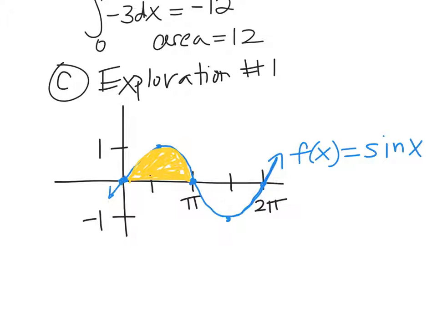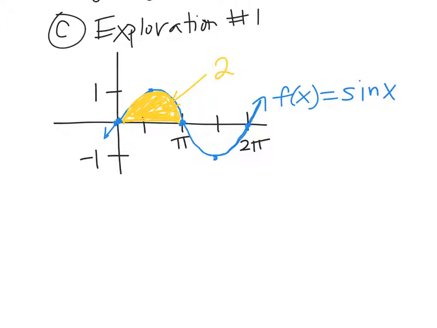Okay. The area in here is equal to exactly 2. It's not 2 point something. It's not pi. It's 2. And it's not a semicircle. The integral of sine x from 0 to 2 pi is 0. Cosine is the same thing. It's also 2 in its little curve.